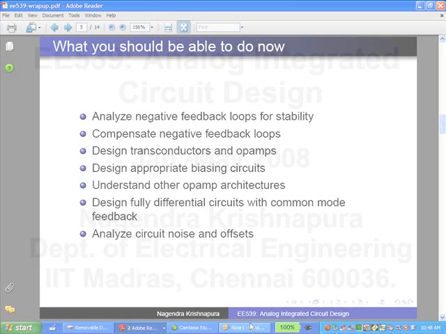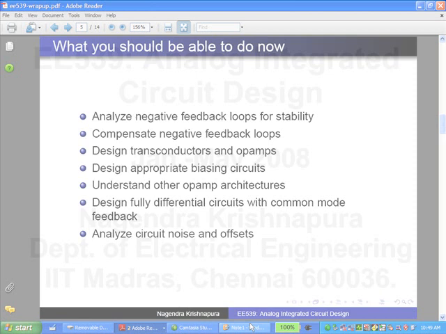I think we have gone through design of transconductors and op-amps, that is single and two-stage op-amps, and also we know how to design appropriate biasing circuits. Depending on the accuracy required, you can replicate the VGS, VDS and put the bias circuit also in the feedback loop if necessary. Now going forward, if you come across other op-amp architectures, and there are many, some of them are minor variants of this, some of them are enhanced ones, like instead of 2 stages you can have 3 stages and so on. Those things you should be able to understand with some work, and design fully differential circuits, and finally analyze circuit noise and offsets.